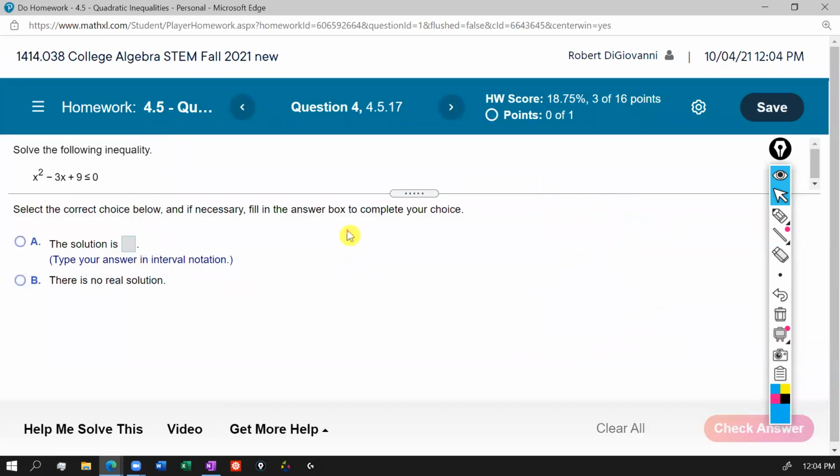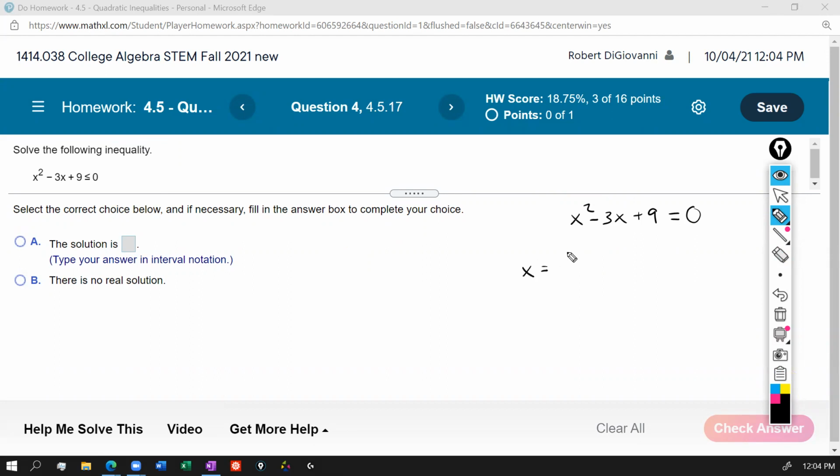All right, next one. So we have x squared minus 3x plus 9 less than or equal to 0. I'm going to make an equation. Now, unfortunately, this does not factor. So I'm going to try and use my quadratic formula here.